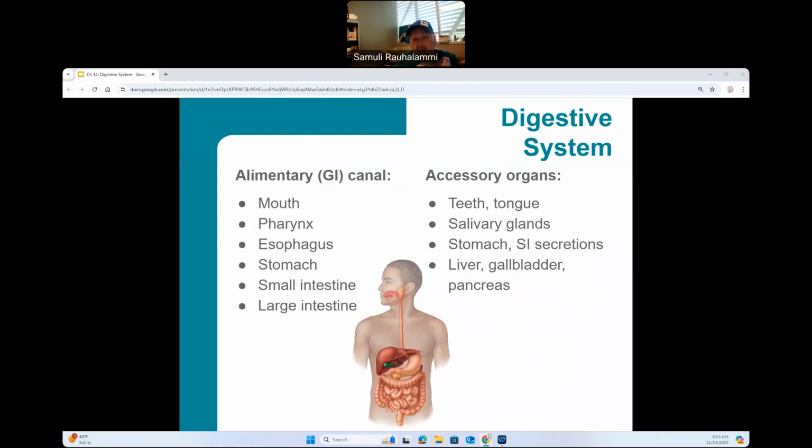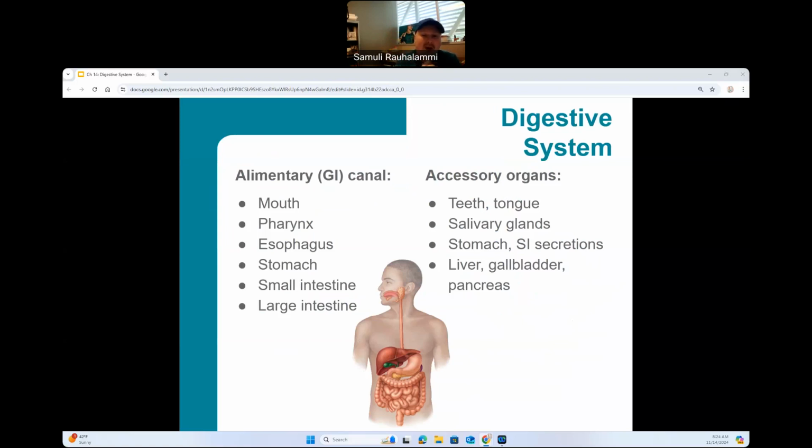The organs within the GI tract are responsible for ingestion, digestion, absorption, and defecation. We saw all of those earlier when we looked at the main functions of the digestive tract. But that's not all the digestive tract is. The second set of structures that we see in the digestive system is our accessory organs.